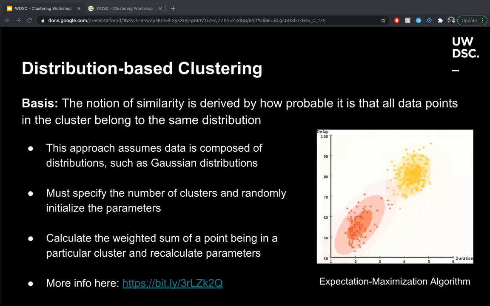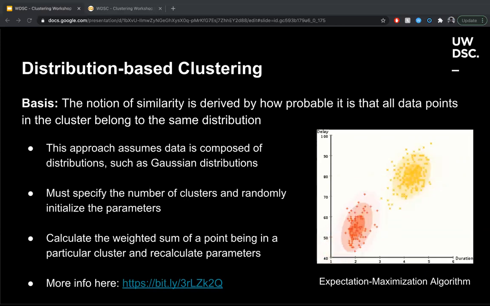So on to distribution-based clustering. The basis for this is that the notion of similarity is derived by how probable it is that all data points in the cluster belong to the same distribution. And so again, I'll just explain it from a higher level because it involves some understanding of statistics. If you don't have much experience with statistics, that's okay. Again, it's the fourth most common, but in reality, it's much less frequently used than the first two, and even density-based.